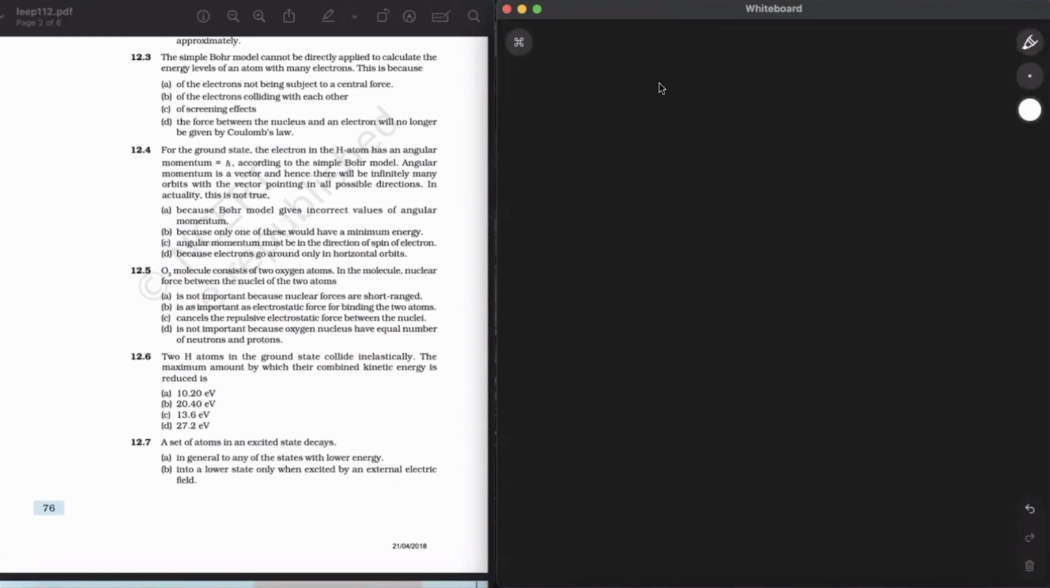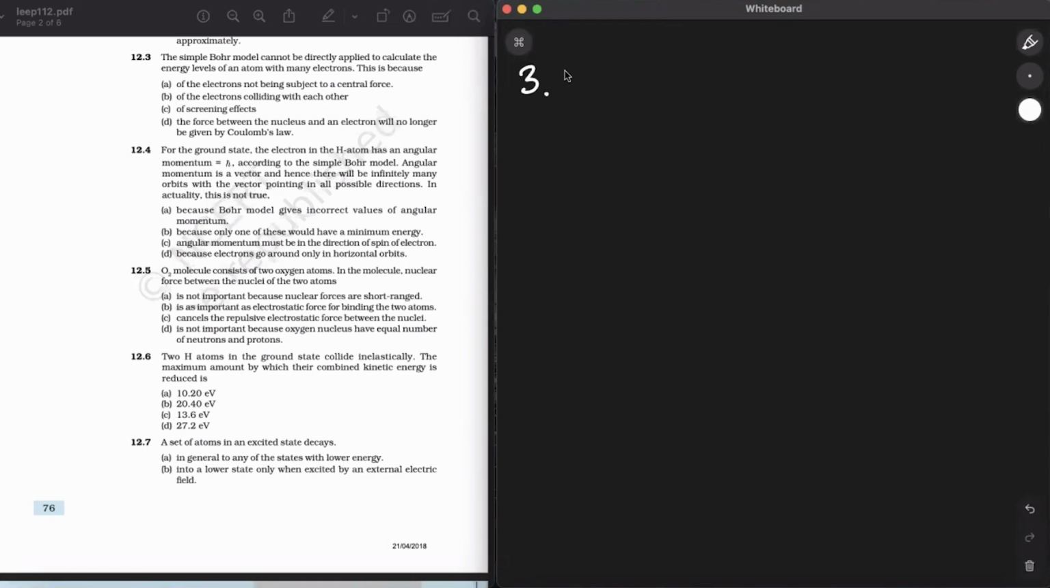So the simple Bohr model cannot be directly applied to calculate energy levels of an atom with many electrons. Question number 3 states that the simple Bohr model cannot be directly applied to calculate the energy level of an atom with many electrons. So this is the keyword, many electrons. And why is this? Option A: all the electrons not being subjected to a central force. Correct, this statement is correct.